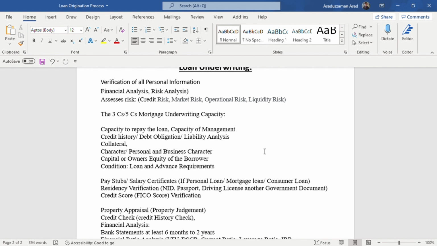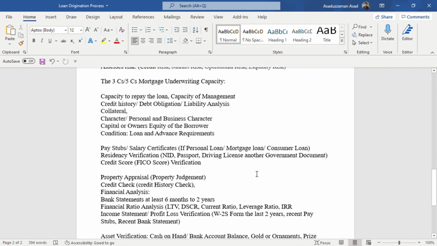Then the underwriter will analyze the credit score, I mean FICO score verification process completed by the underwriter. It is a very important factor. If the credit score is good or acceptable, then the loan will be provided, otherwise not. Property appraisal, judgment by the underwriter, then credit check, credit history check, financial analysis.